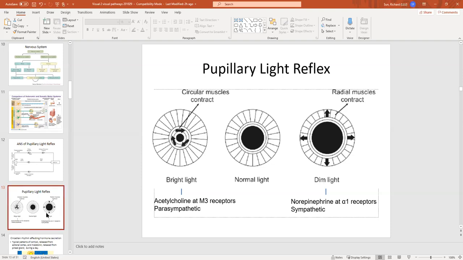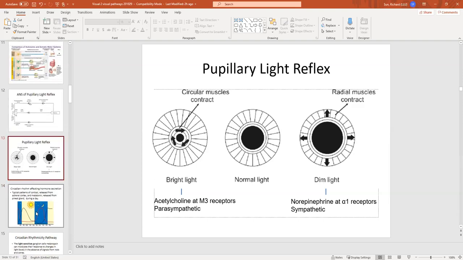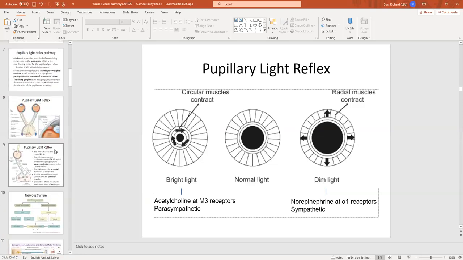So that's how these iris muscles are controlled by the autonomic nerve system. Both sympathetic and parasympathetic act on muscle constriction. It's just that they act on different muscles to cause different effects, but both of them cause muscle constriction. So that's very interesting. All right, so now we know everything about the pupillary light reflex, the input, output, and how the autonomic system acts on these two groups of muscle to cause dilation and constriction. All right, so the pupillary light reflex is done.